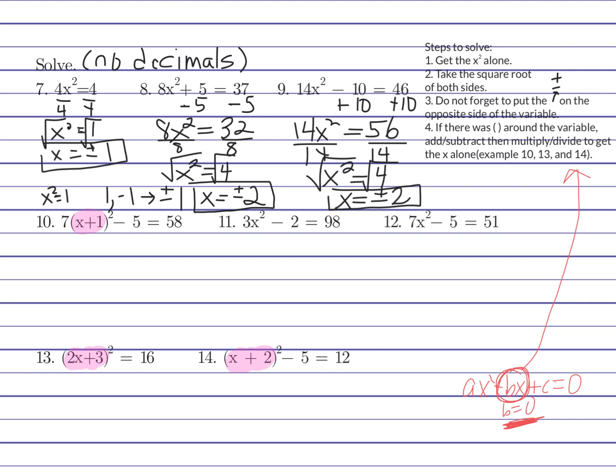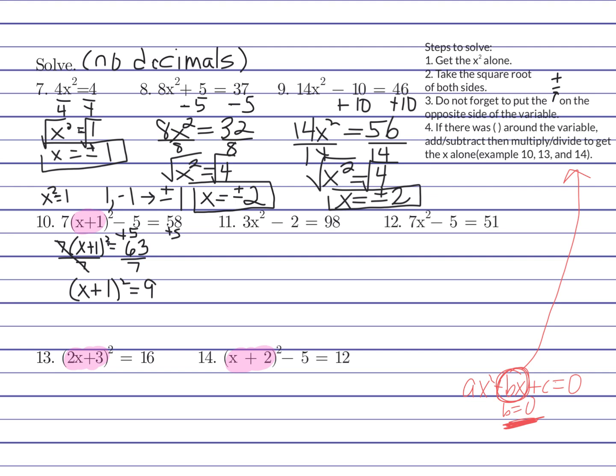To do that, I'm going to get rid of this 5 first by adding 5. So 7 times the quantity x plus 1 squared equals 63. Then I'm going to divide by 7. So the quantity x plus 1 squared equals 9. Then I'm on step 3.